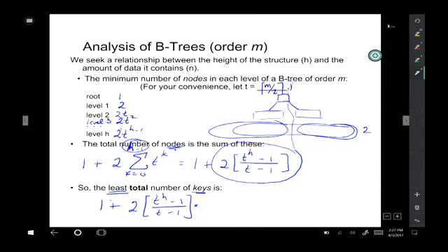Each one of those nodes has as a lower bound the same value. How many? t minus 1. Why? Why t minus 1? What's going on there? Yeah, that's the number of keys, right? The smallest number of children is t. Thus, the smallest number of keys is t minus 1.